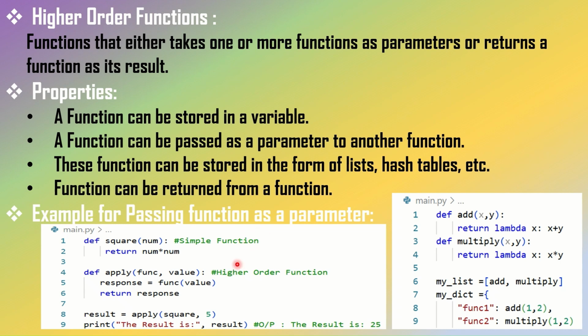a function as one of the parameters to another function. When you see these 2 functions, the first function named square is a simple function that is taking a parameter. But this function, apply function, is taking a function as a parameter as well as a value. Since this function is taking a function as a parameter, we can call it a higher order function. This is how we can make use of higher order functions whenever we want to pass a function as a parameter to functions.